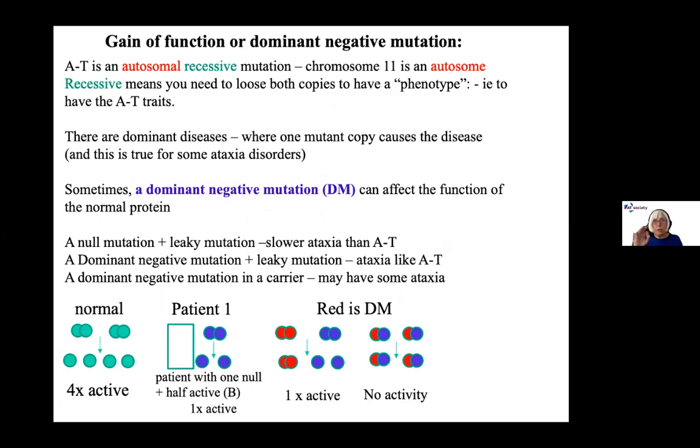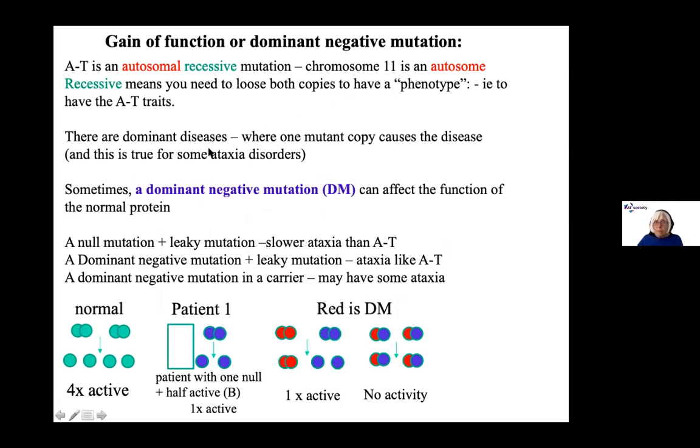And now we're going to think, so AT is called autosomal because that means it's on chromosome 11. It's not one of the sex chromosomes, which means you always have two copies of it. And it's called recessive because to have the major phenotype, i.e. progressive ataxia, you need to lose both copies.